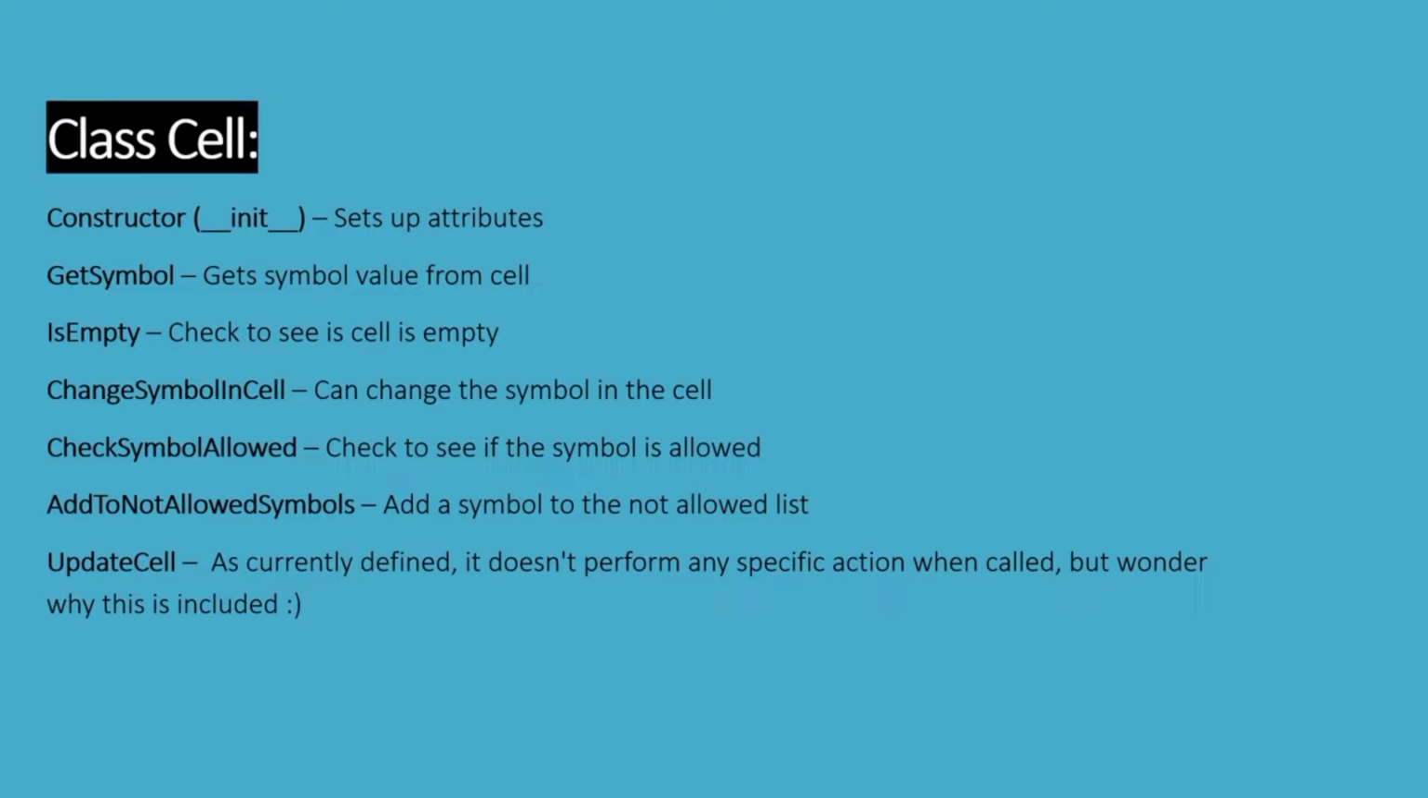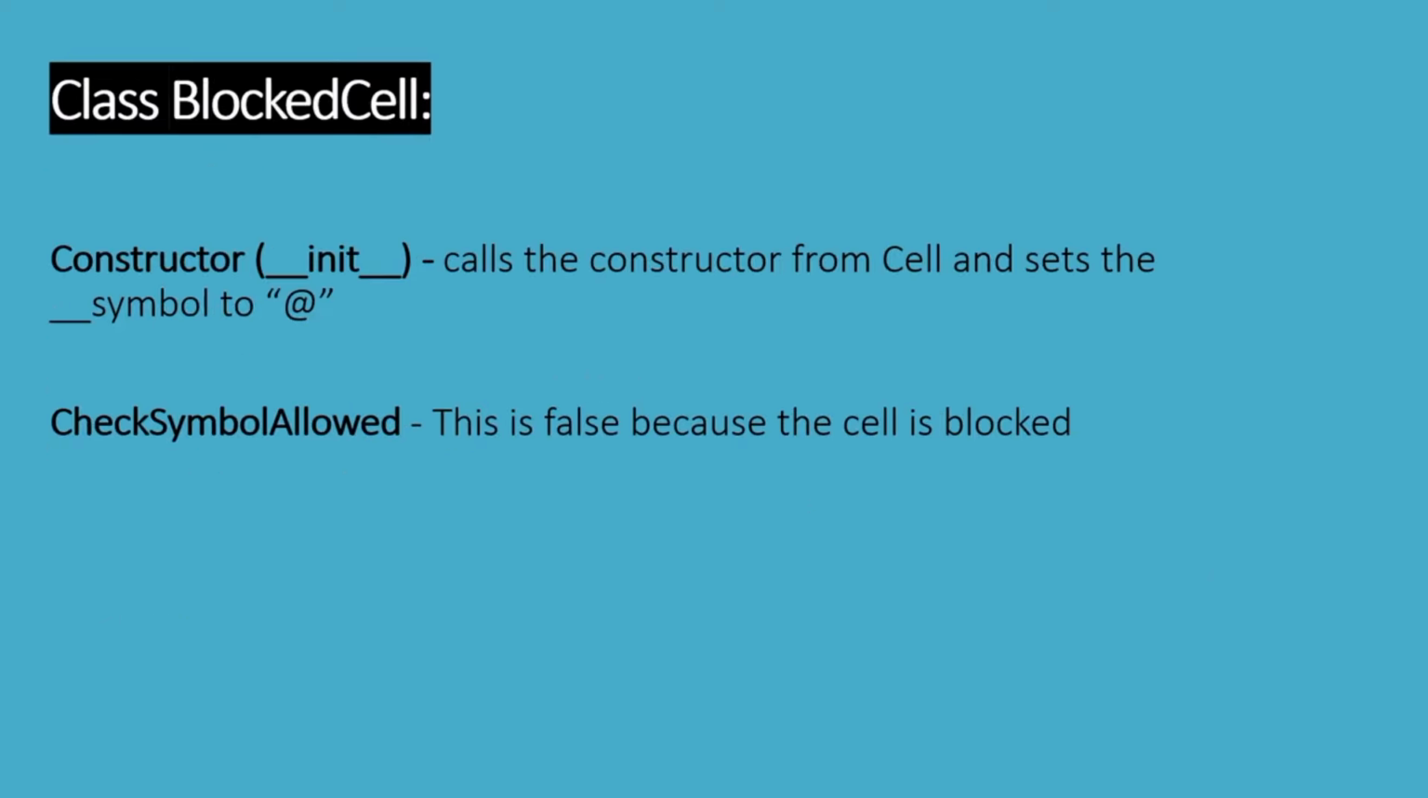even though currently it's implemented as a pass statement, which means it does not contain any code, it's not serving any real purpose, so it's worth considering what exam question might revolve around this situation. So in our blocked cell class, we've got the constructor method and then check symbol allowed. Constructor method calls the constructor from cell and sets it to the @ symbol. Check symbol allowed is set to false because the cell is blocked.